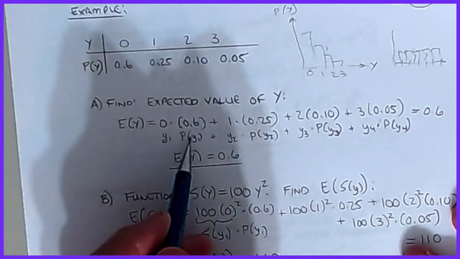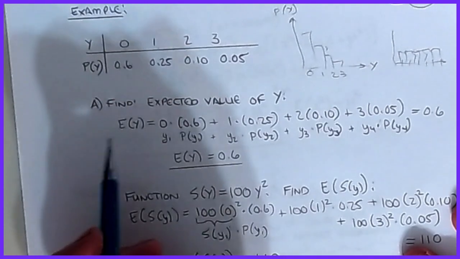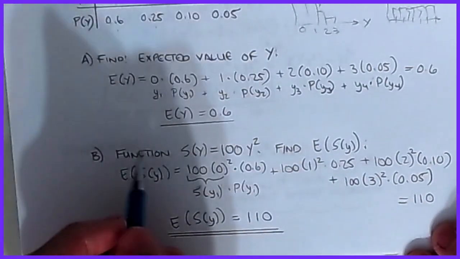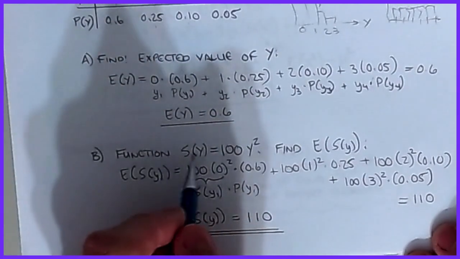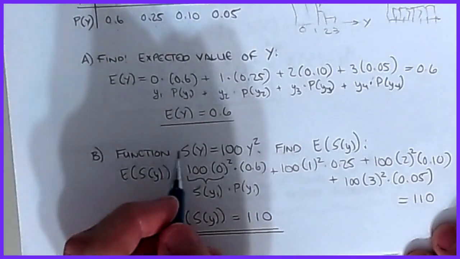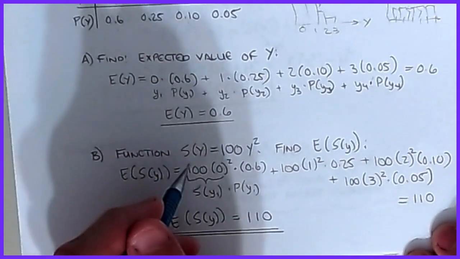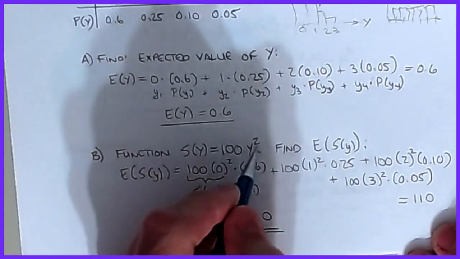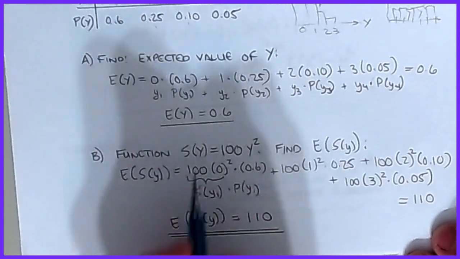So just the y1 value, its corresponding probability. That's it. That's all the expected value is if you know the probabilities. Okay, for a function, let's suppose now that we have a function that we're going to call s sub y. Maybe it's some calculation that I need to have done that's equal to 100 times y squared. Let's find the expected value of this function.